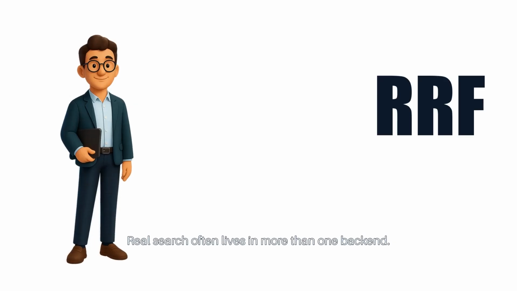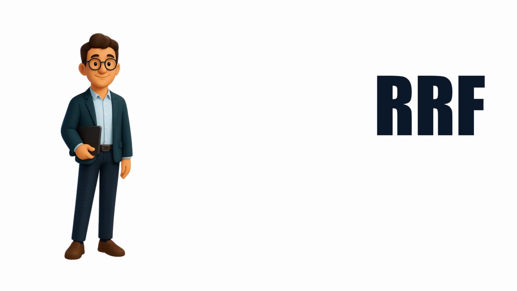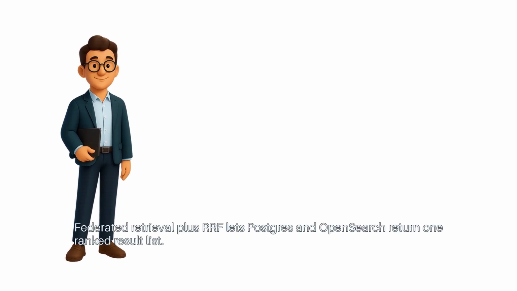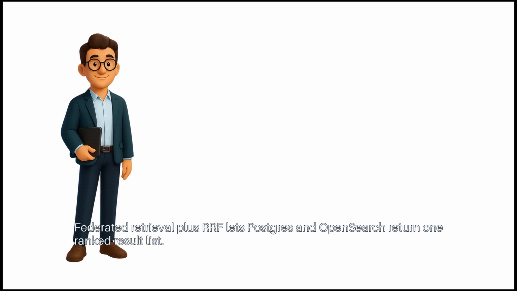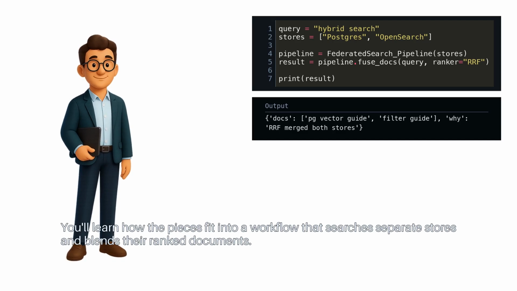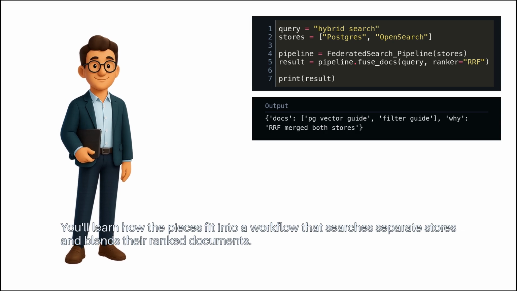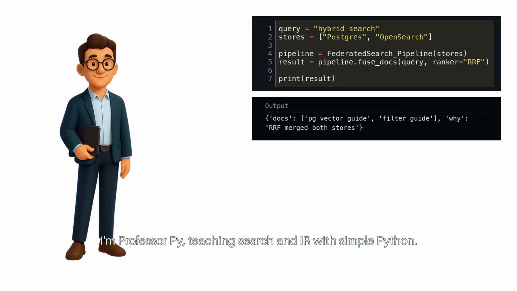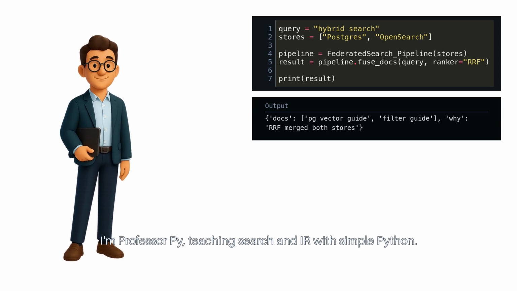Real search often lives in more than one backend. Federated Retrieval plus RRF lets Postgres and OpenSearch return one ranked result list. You'll learn how the pieces fit into a workflow that searches separate stores and blends their ranked documents. I'm Professor Pi, teaching Search and IR with simple Python.